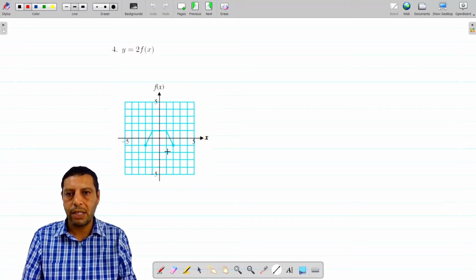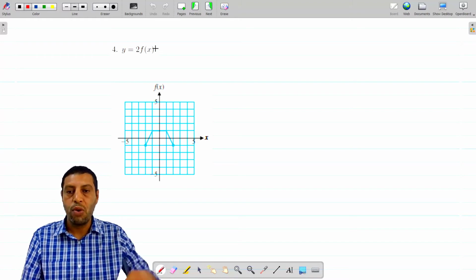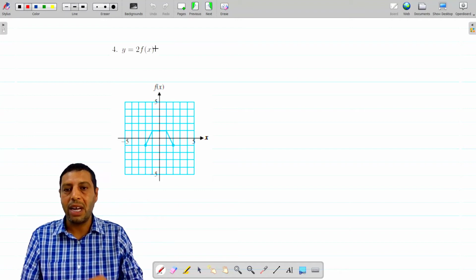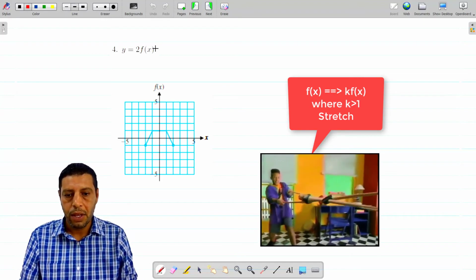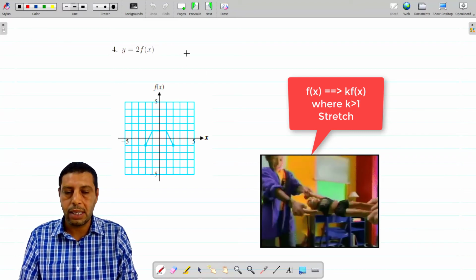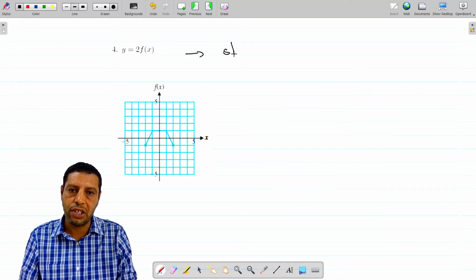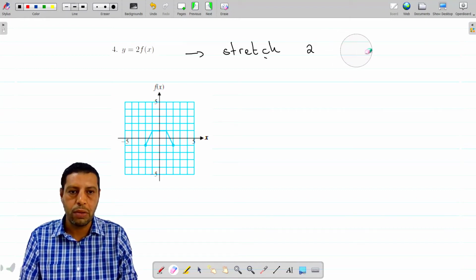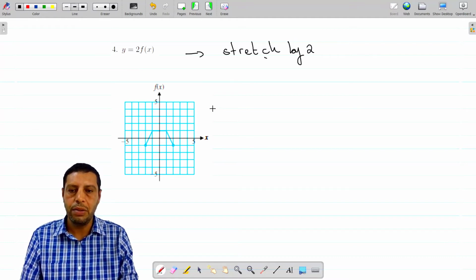Now we can move to the next one, which is y equals 2 times f of x. So we're gonna multiply our output by 2. And when it's multiplied by 2, it's a stretch, okay? So we'll try to draw this clearly, okay? So it's a stretch by 2, because we're gonna multiply by 2. So it's stretched by 2.